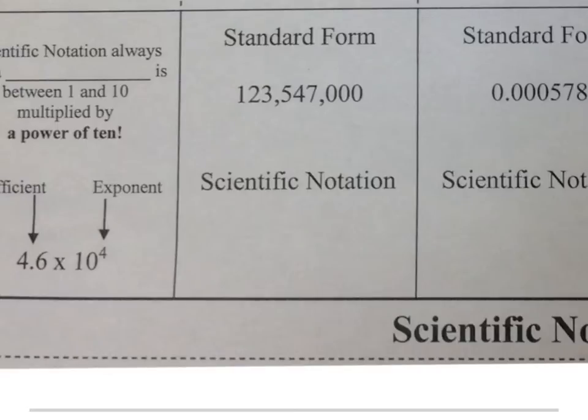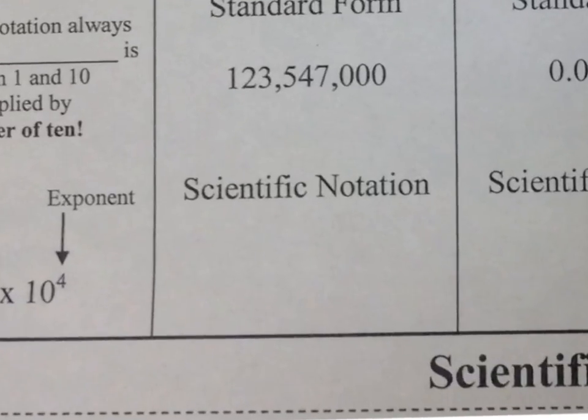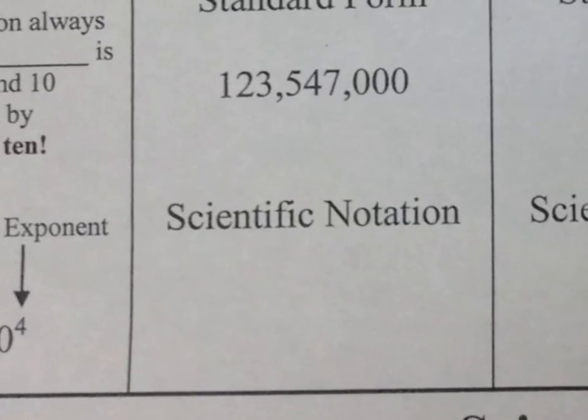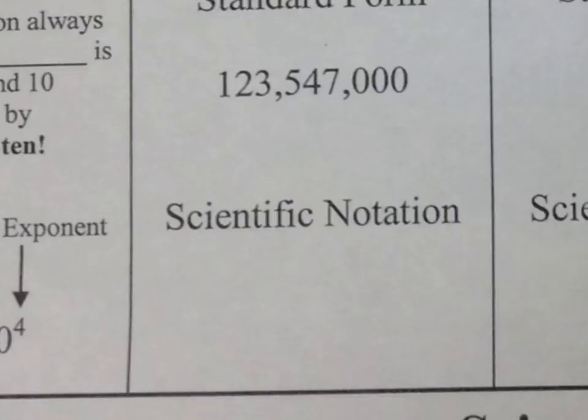We're given the number 123,547,000. To write this in scientific notation, we need to make this a number between 1 and 10. And we're going to do that by moving our decimal. The first thing you do when changing a number from standard form to scientific notation is you're going to put your decimal at the very end of the number. Right now we have 123,547,000. Our decimal in this number is after the ones place.